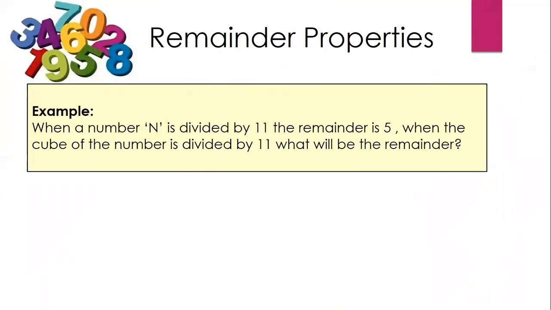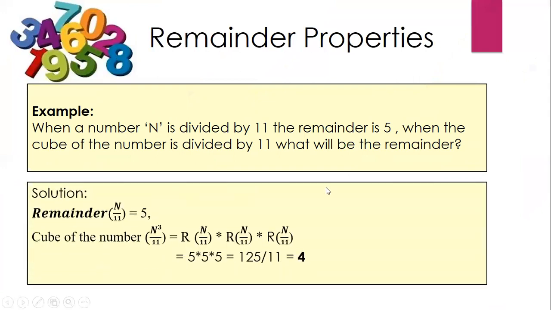Same way, when a number n divided by 11, the remainder is 5. When the cube of the number is divided by 11, what will be the remainder? So now we know the cube of the number can be written as remainder of n by 11 into remainder of n by 11 into remainder of n by 11. I know remainder of n by 11 is equal to 5. So n cube by 11 will be 5 into 5 into 5. So I'll get 125. Since 125 is greater than 11, again I need to divide that by 11. So 125 when divided by 11, my answer is 4.